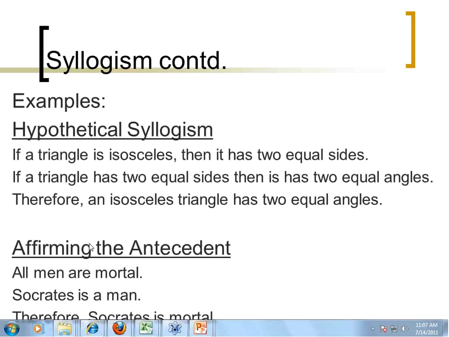If a triangle is isosceles, then it has two equal sides. Is this true or false, class? That is true. Now, second premise. If a triangle has two equal sides, then it has two equal angles. True or false? That is true as well. Therefore, an isosceles triangle has two equal angles. Is this true? Yes. Was it proven to be true?